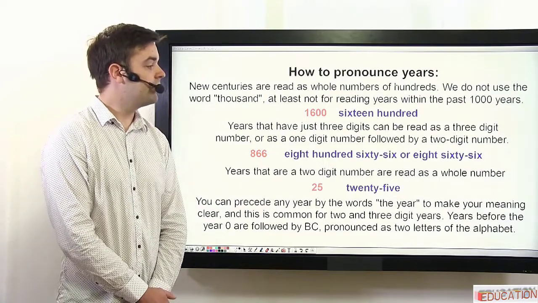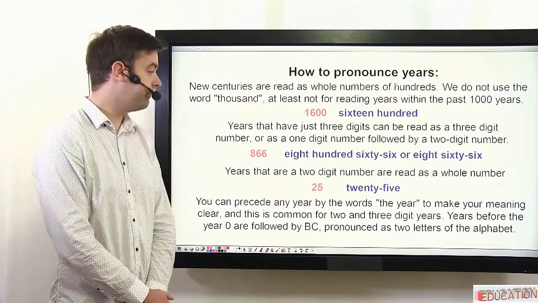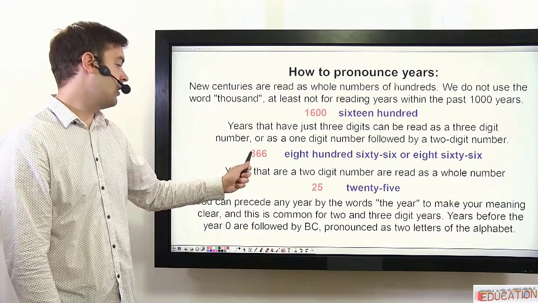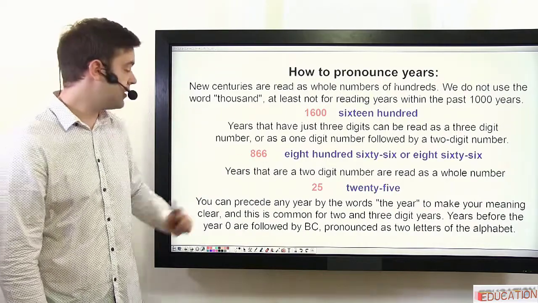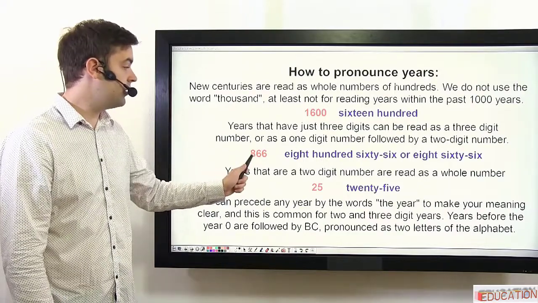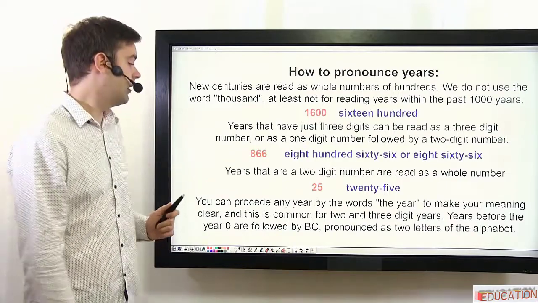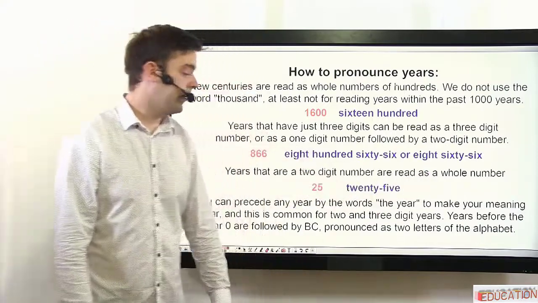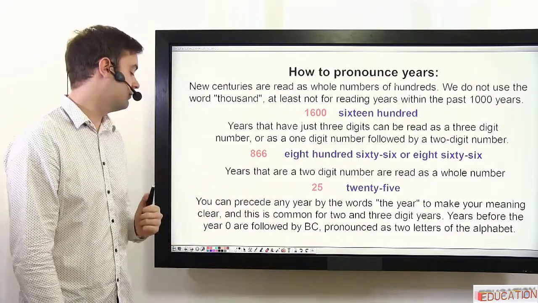Years that are just 3 digits can be read as a 3-digit number, or as a 1-digit number followed by a 2-digit number. Let's have a look. So if the year was 866, you can pronounce it as eight hundred sixty-six, or as eight sixty-six. Years that are a 2-digit number are read as a whole number. So 25.